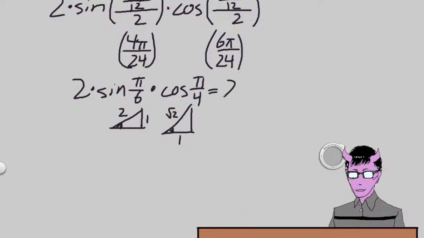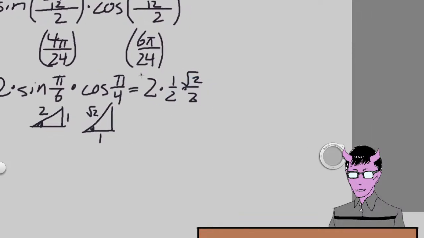Copy paste the 2. Evaluate this one, it's going to be 1/2. Evaluate that one, it's just root 2 over 2. Those two cancel, thereby leaving us with just root 2 over 2. And that should be the final answer.